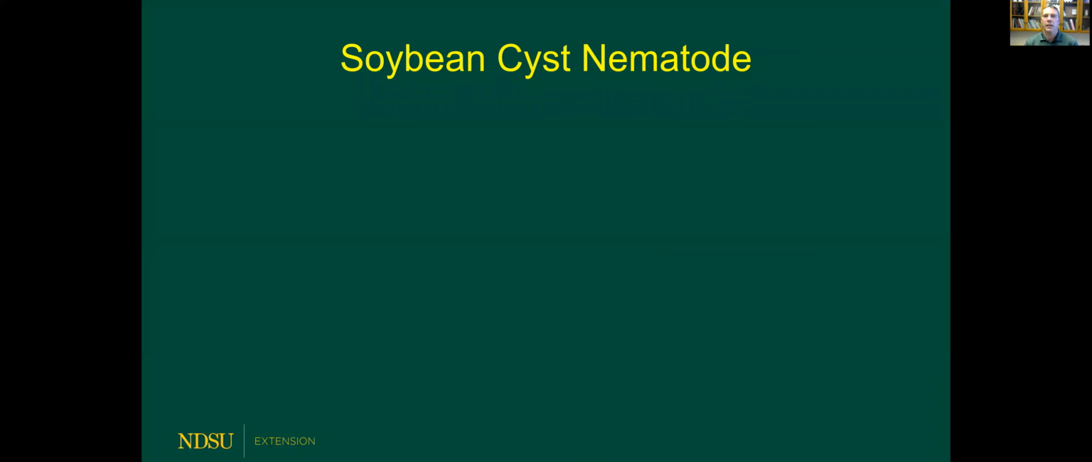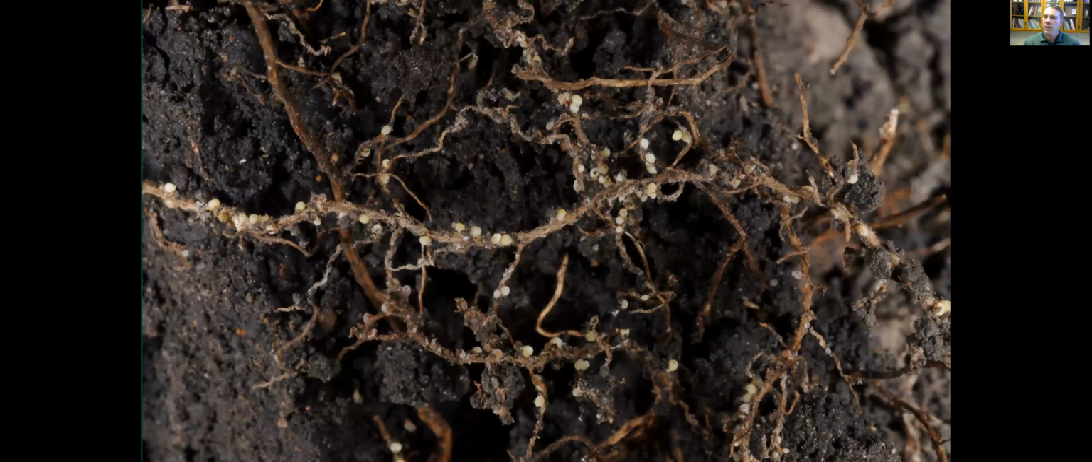Switching gears to soybean cyst nematode. Soybean cyst nematode is a parasitic worm and it grows on roots. Now it's soybean cyst nematode because it causes lots of problems on soybeans, but it also infects dry beans. This is a picture I took not that long ago of soybean roots covered with SCN. These are white, cream-colored, little lemon-shaped females full of eggs that are basically parasites on that root.